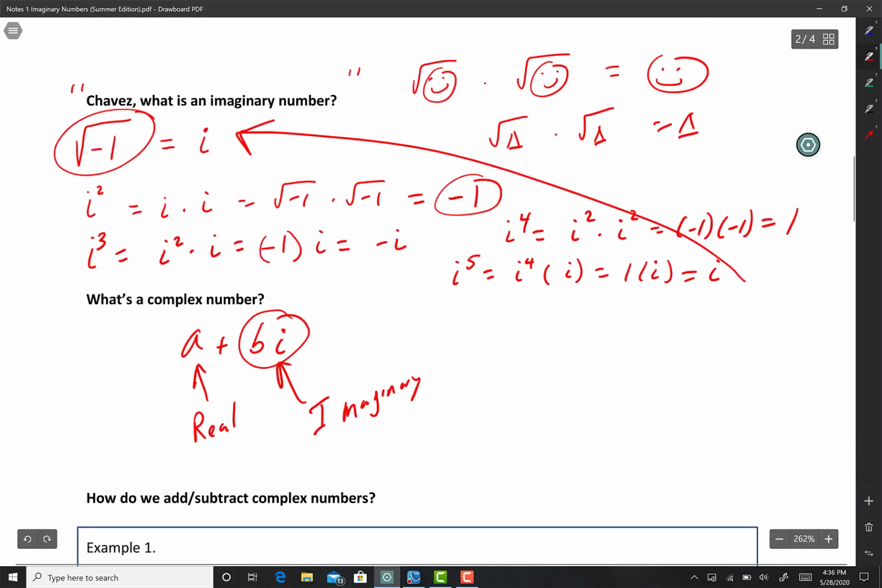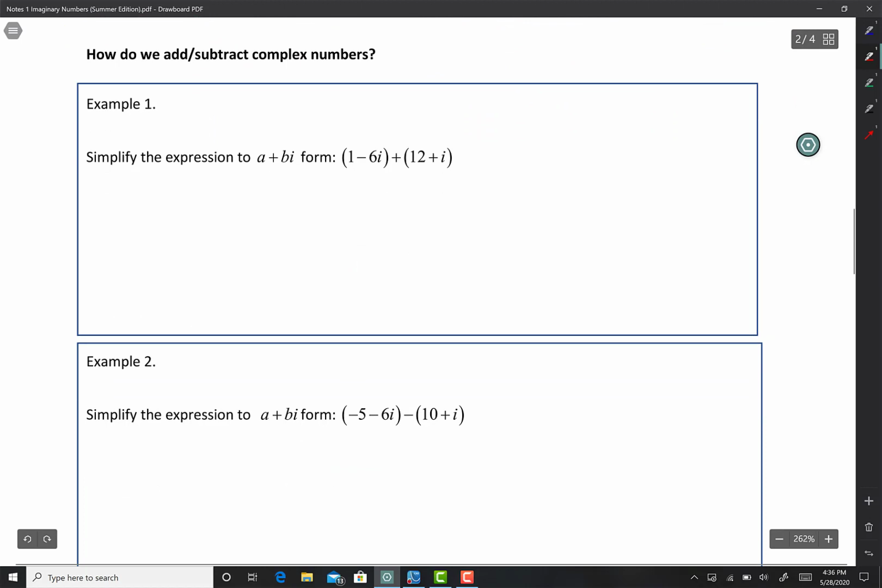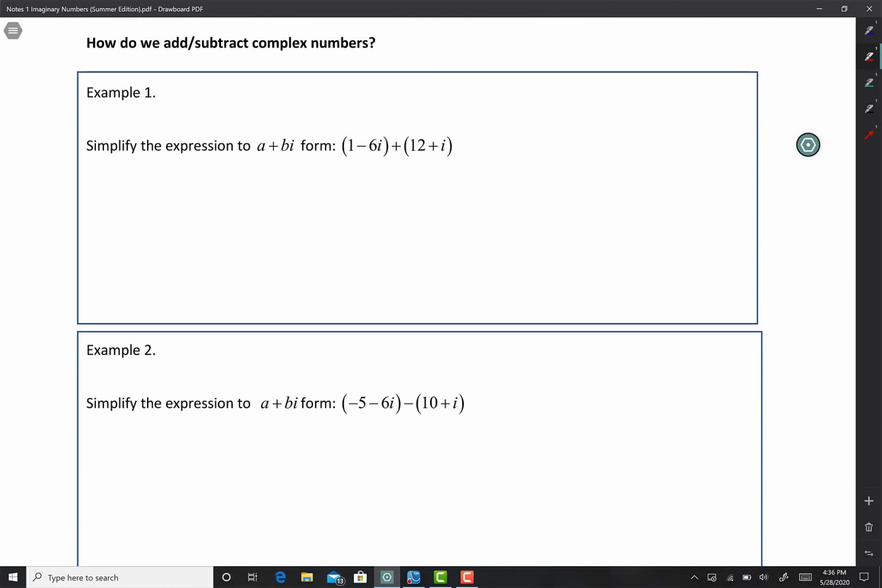Now that we have an idea what an imaginary number is, now we can go ahead and get right into it and start with this. So it says, how do we add and subtract complex numbers? Well, it's simple, guys. We just combine like terms. So that's all you're doing.